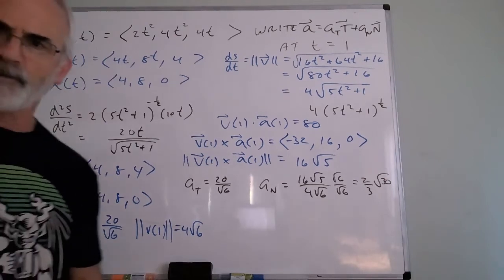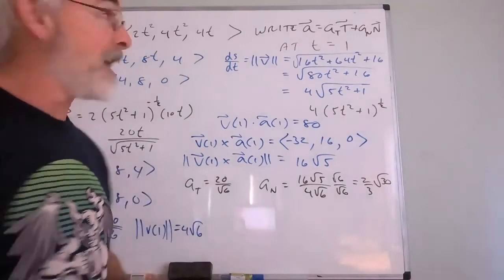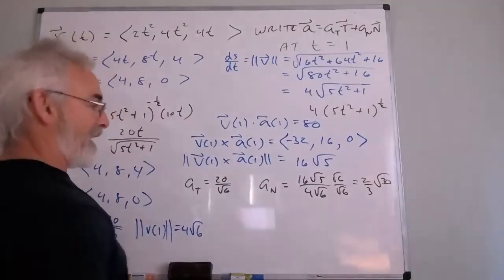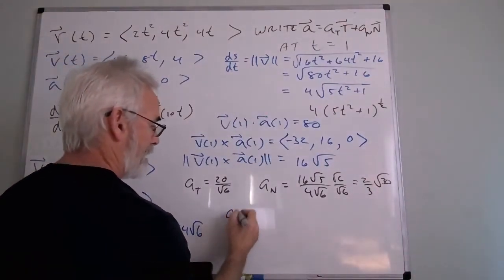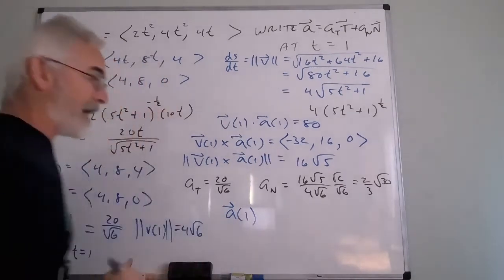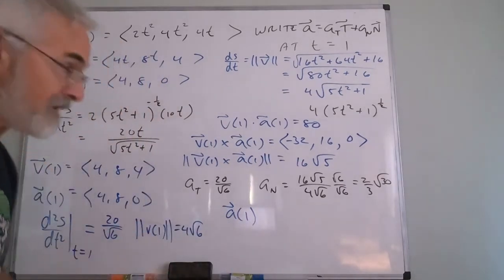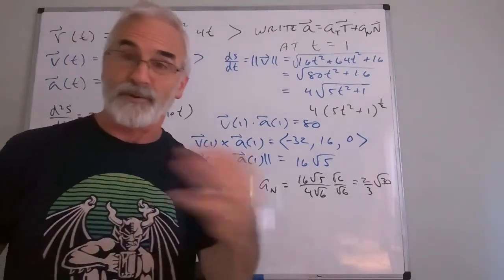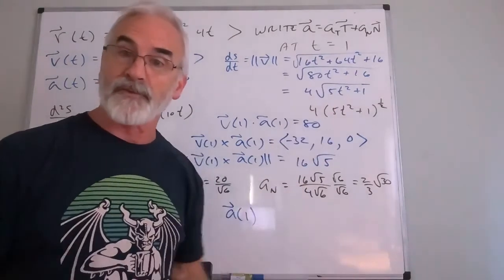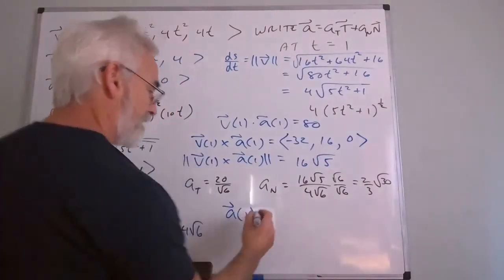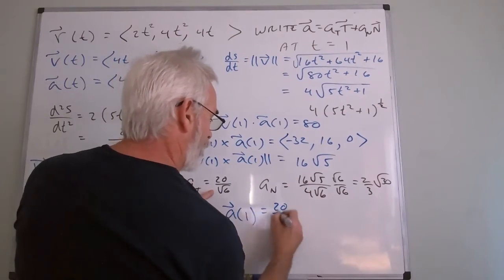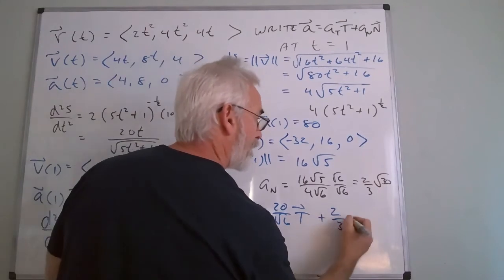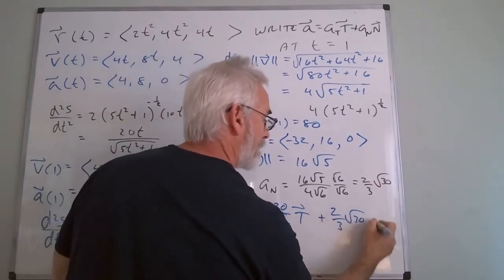So wait a minute, finished with what? Well, we found all the things we have to find. Now we're going to write our final answer in this form. So our final answer is the acceleration vector, by the way, and I'm going to write a of 1 because this equation that I'm going to write out is only true at t equals 1. If I had used t equals 2 or t equals 10 or t equals 1,000, I would have gotten different values for these. So this is 20 over root 6 times the unit tangent vector T plus 2/3 root 30 times N.